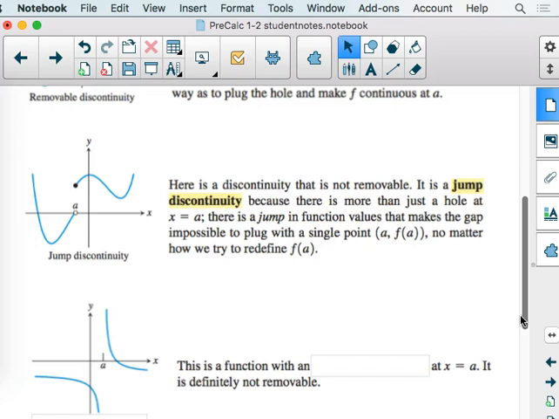It is a jump discontinuity because there's more than just a hole at x equals a. There is an actual jump in the function for the y values right there that makes that gap impossible for us to fill. There's no single point that we could define and say, yes, this is going to do it. And you'll notice, because these are supposed to be functions, if we did try to fill this hole, it would not be a function anymore. It would fail the vertical line test. So there is no way for us to physically put those two pieces together without changing this from a function to a non-function. So, a jump discontinuity.